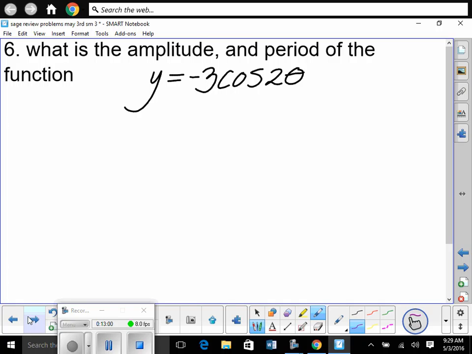Okay. What's the amplitude and the period of the function? Oh my heck, we really need to get this in our head straight because I'm not going to blame you. I used to get it mixed up really bad too, so we've got to be careful.